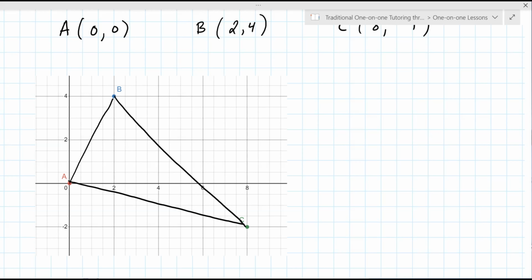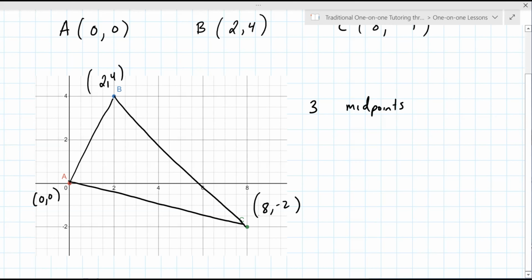But what for sure we want to do is find the 3 midpoints. Okay, so there's 3 midpoints. There's the midpoint between A and B, the midpoint between A and C, and the midpoint between B and C. Okay, so I'm going to label the points 0, 0, 2, 4, and 8, -2.